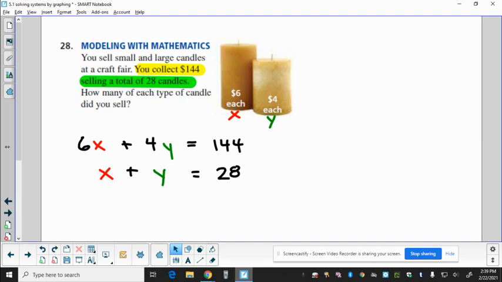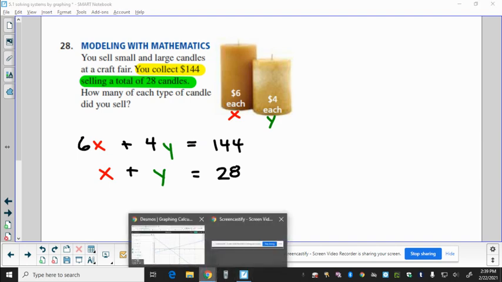If there were three variables in the problem, you would need three equations and so forth and so on. The key to this is one equation represents money, the other equation represents total items. And you can't mix those two things up. It would not work. In each equation, the X represents the large ones, and the Y represents the small ones.